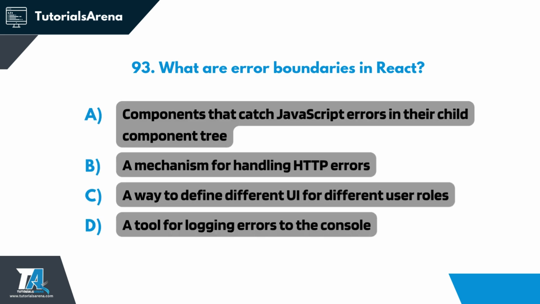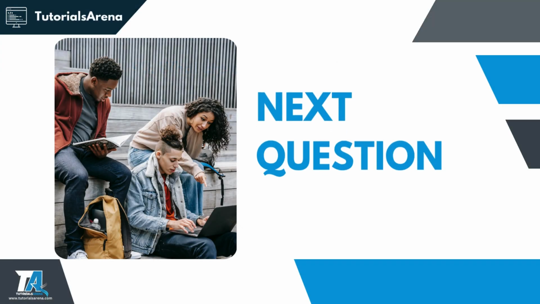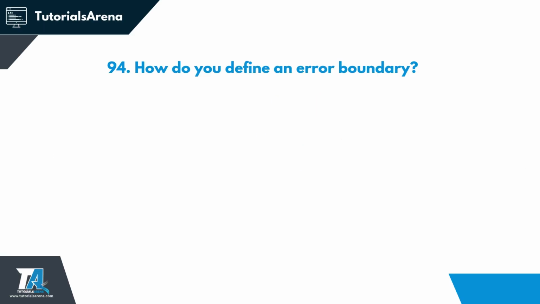Question 93. What are error boundaries in React? The options are: Option A, components that catch JavaScript errors in their child component tree. Option B, a mechanism for handling HTTP errors. Option C, a way to define different UI for different user roles. Option D, a tool for logging errors to the console. The correct answer is option A, components that catch JavaScript errors in their child component tree. Moving on to the next question.